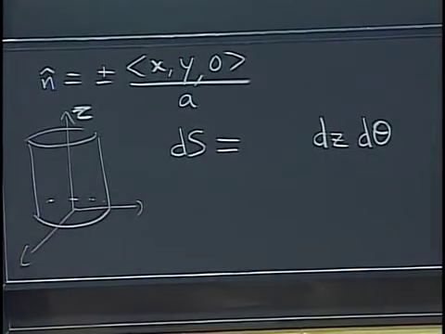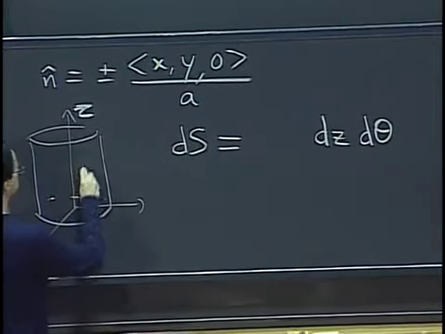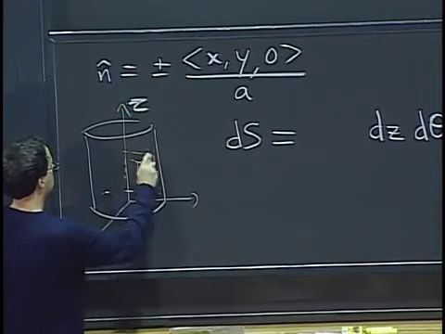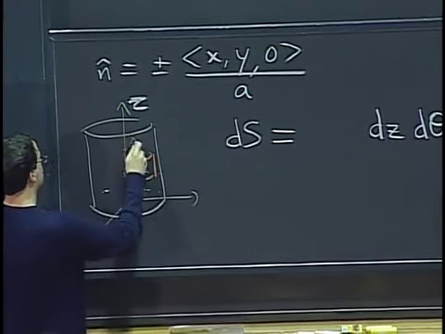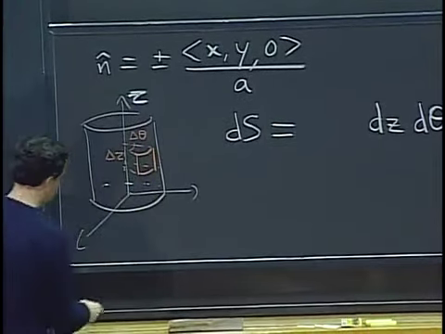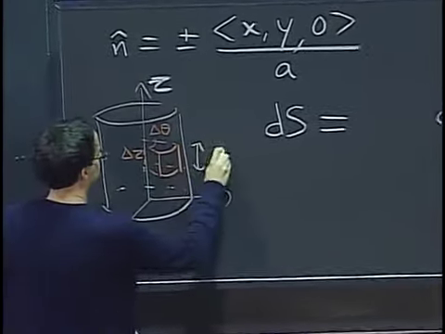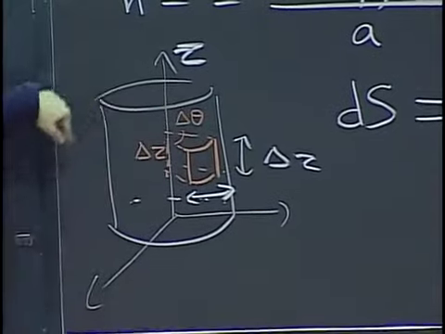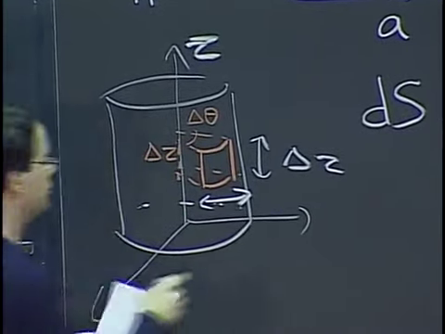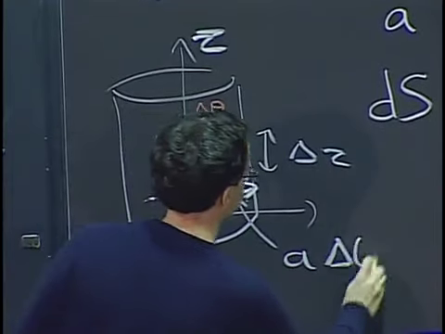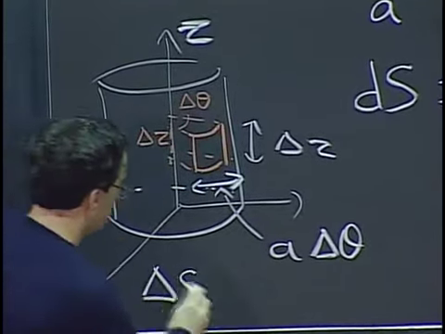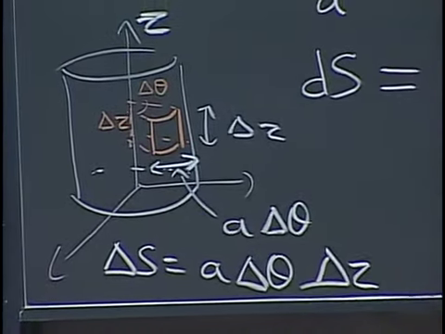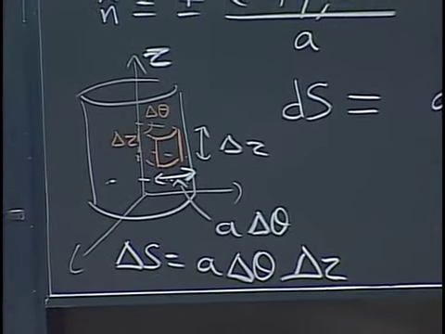Now, what's the constant? Well, let's look at a small piece of our cylinder corresponding to a small angle delta theta and a small height delta z. The height, as I said, is going to be delta z. What about the width? It's going to be a piece of a circle of radius a corresponding to the angle delta theta. So this side will be a delta theta. So delta S is a delta theta delta z. So dS is just a dz dtheta or a dtheta dz. It doesn't matter which way you do it.